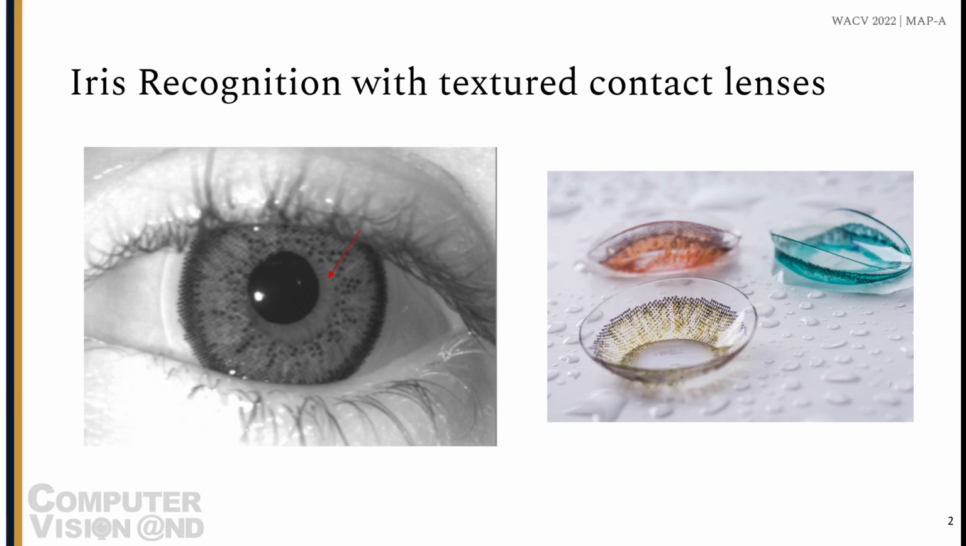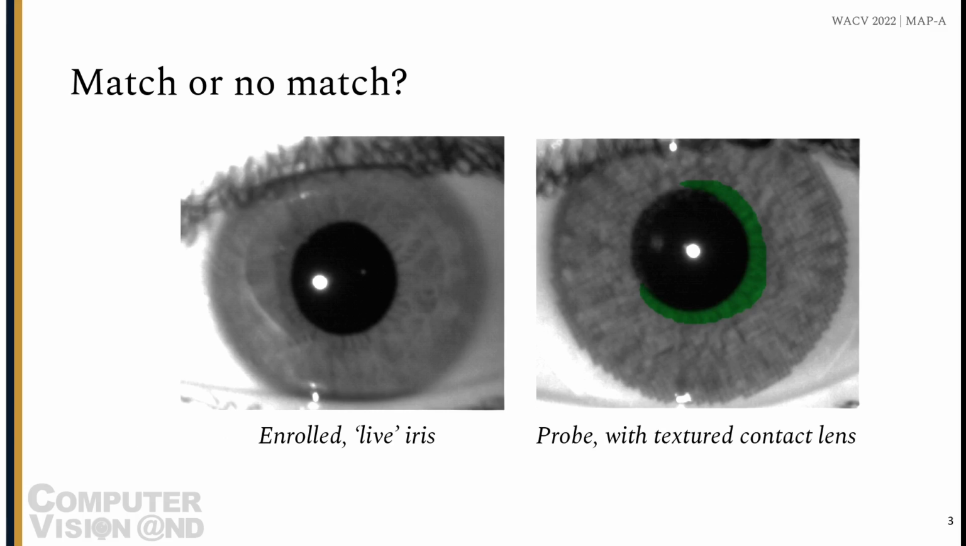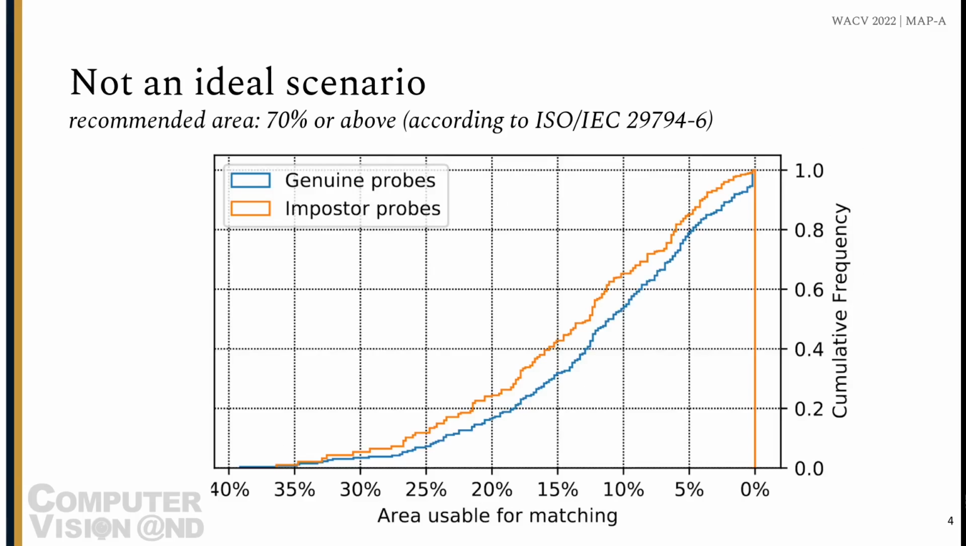So, with our goal to determine whether an image of a subject wearing a textured contact lens, which is the probe in this picture, is or not a match to an enrolled image that we know of that is enrolled in a database, we can see the contact lens pattern on the right hand side that is affecting the iris pattern and the authentic iris texture annotated in the green region. Now, as you can see, this is not an ideal scenario for an iris matching.